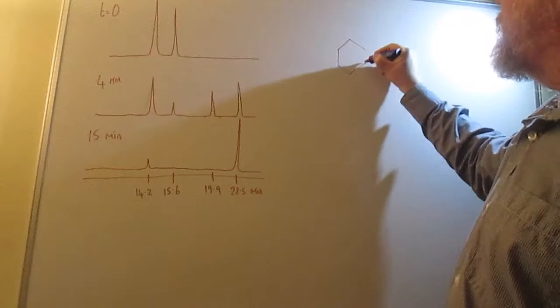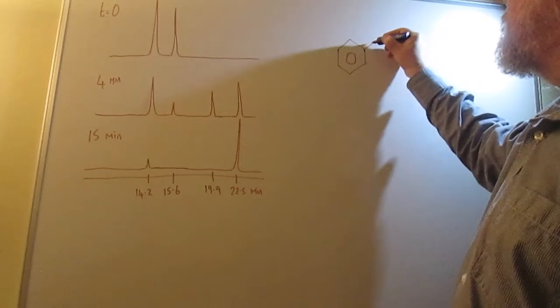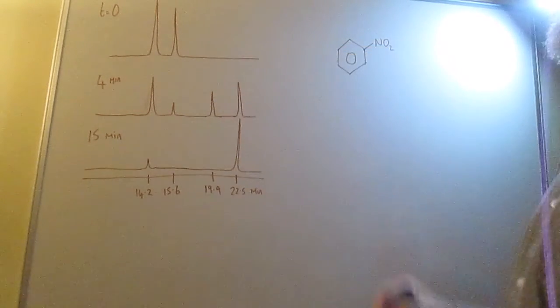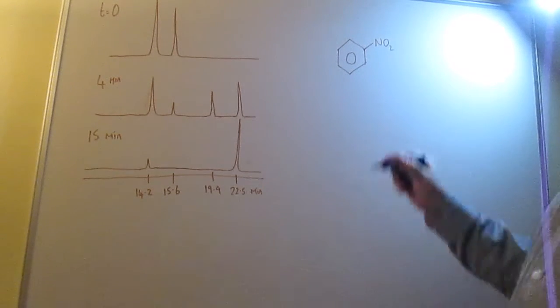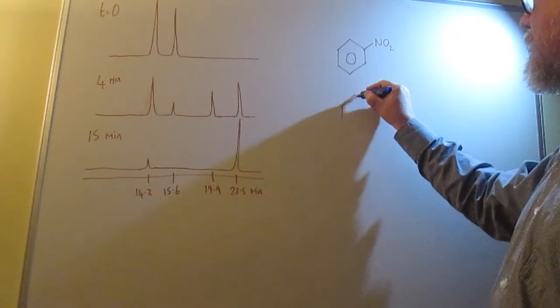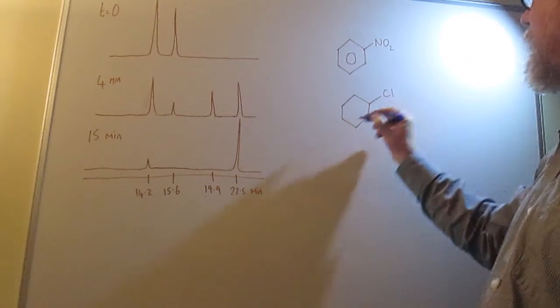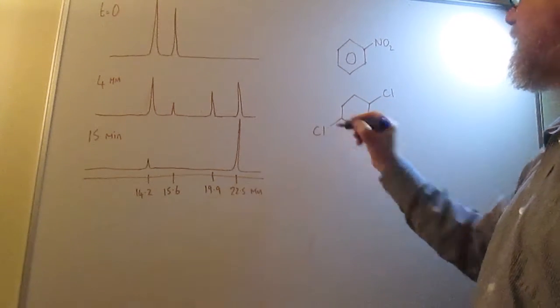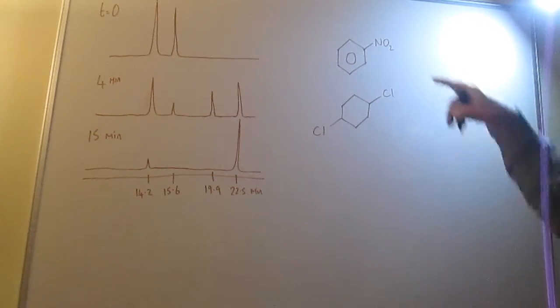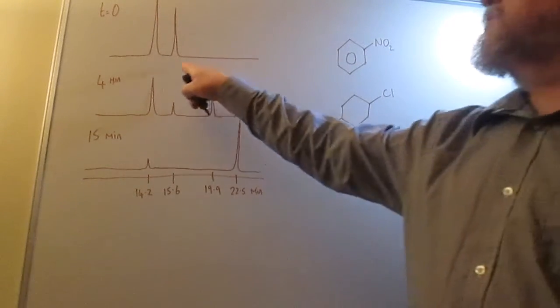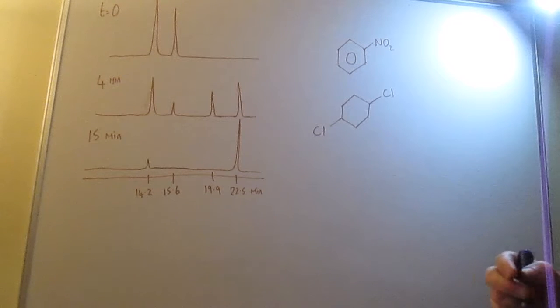So we've got nitrobenzene, which is that. NO2, remember, is a nitro group, and we've got 1,4-dichlorocyclohexane. So there's a cyclohexane ring, and 1,4-dichloro means that it looks like that. So those 2 substances must correspond to those 2 peaks, but the question is which one is which.